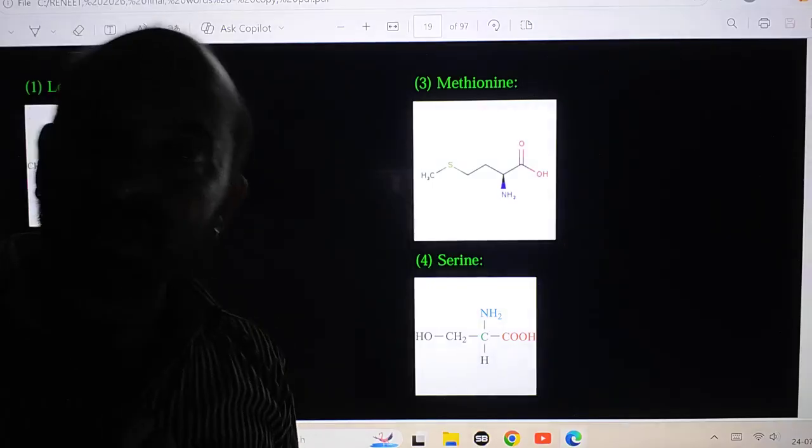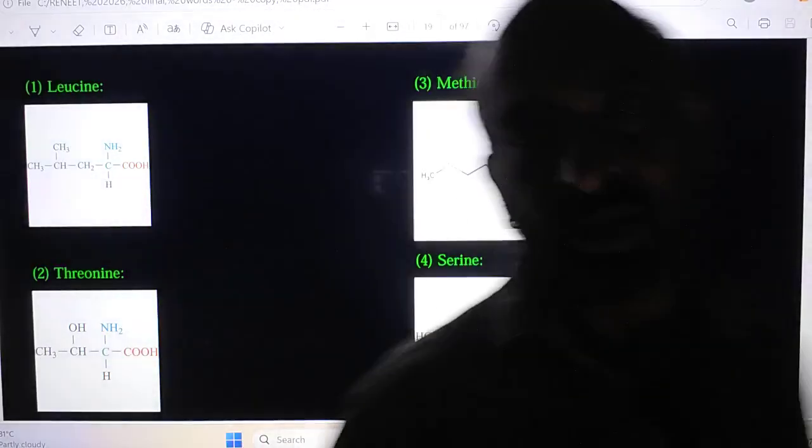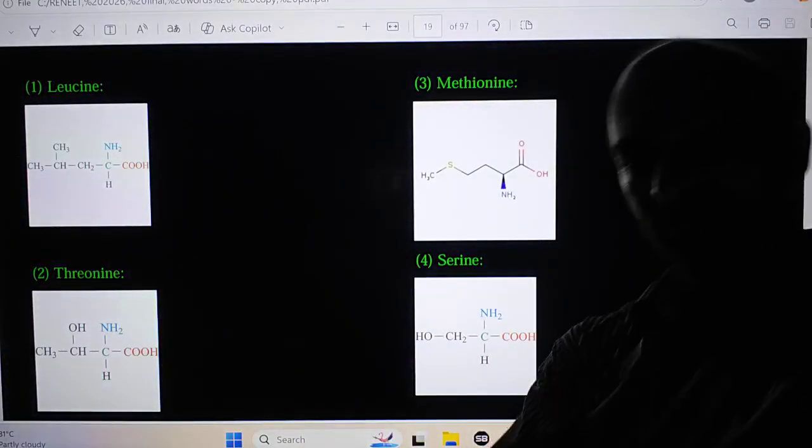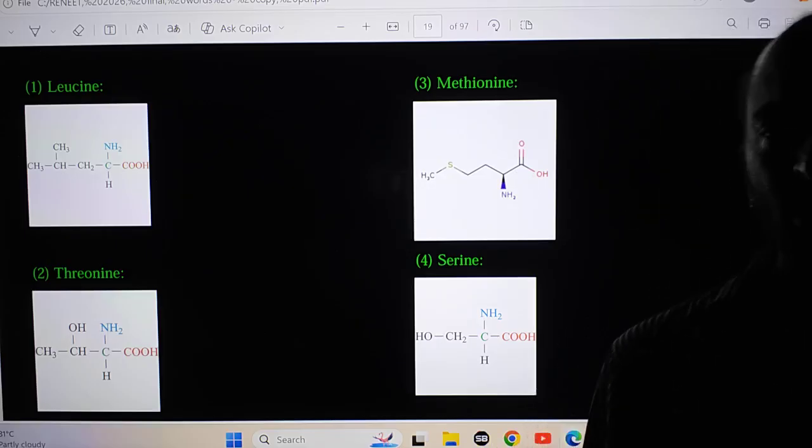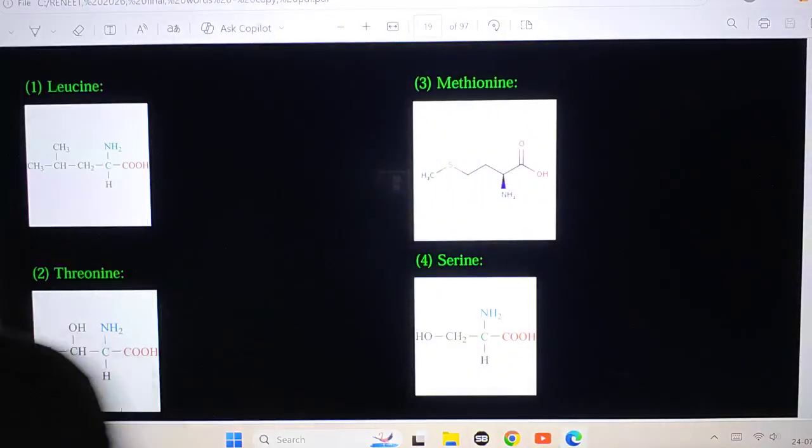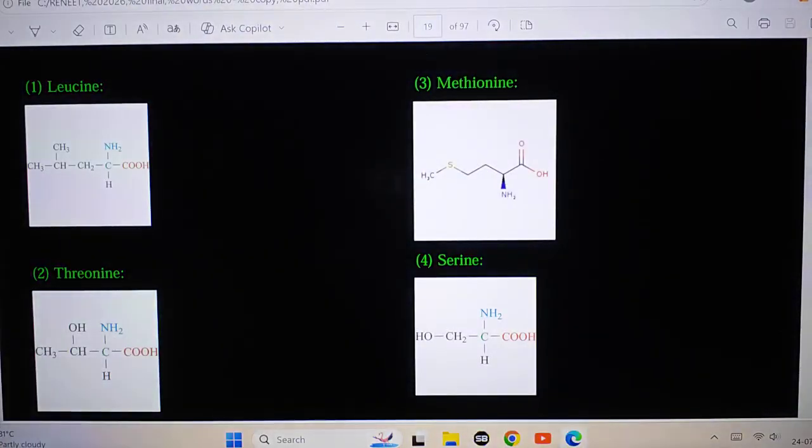So blood red coloration can happen only in the case of blood. See, my face is not clear there. That is not at all a problem. So methionine is your answer. Okay. Next question.